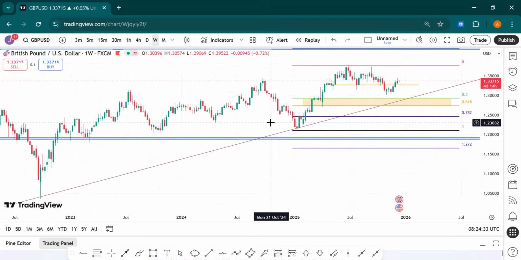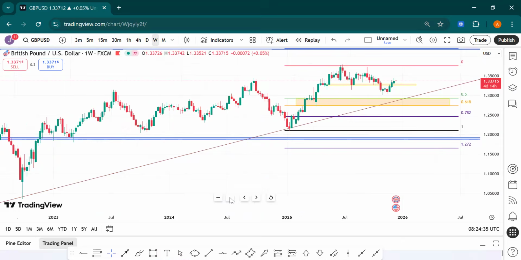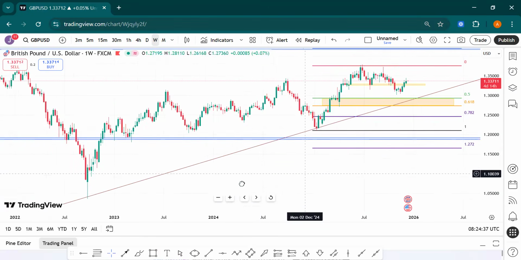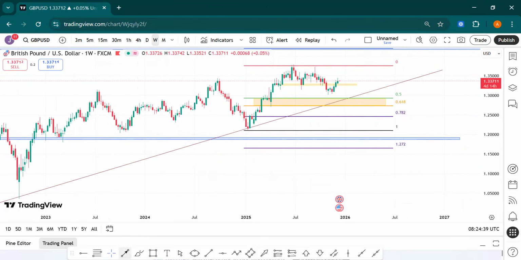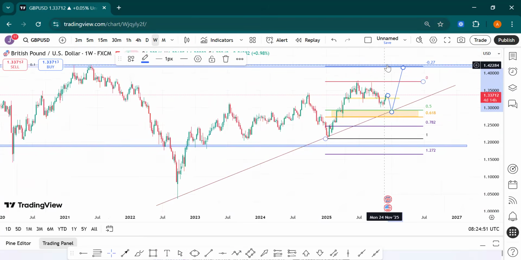Like I said, from the monthly time frame, especially for those of us who swing trade, the perfect scenario would be for price to pull back into this area and then continue heading upwards towards this major key zone that we drew from the monthly time frame.